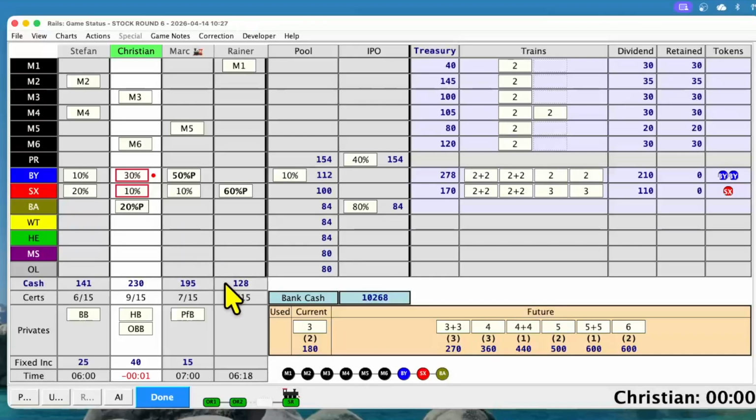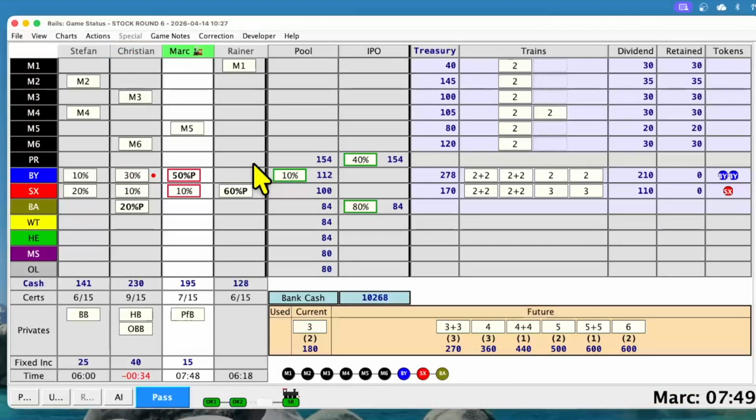The player holding the highest percentage of a company becomes its director. If you purchase enough stock to exceed the current director holding, a change of control is triggered. The system automatically transfers the director certificate, giving you full operational control of that railway's track and revenue for the next phase. Christian has now sold a share and bought a share, and therefore cannot do anything anymore, and will hand to the next player.